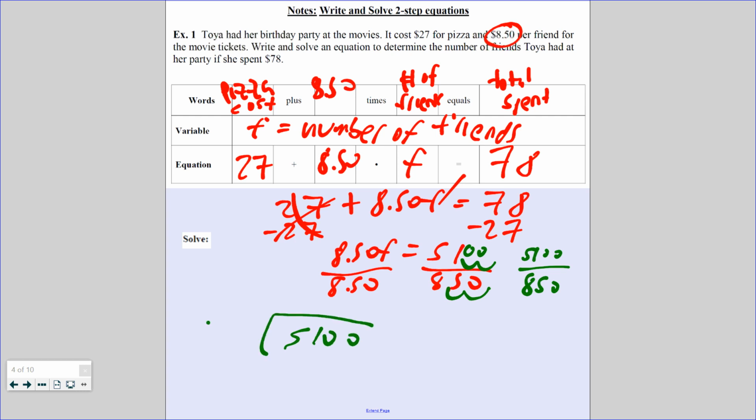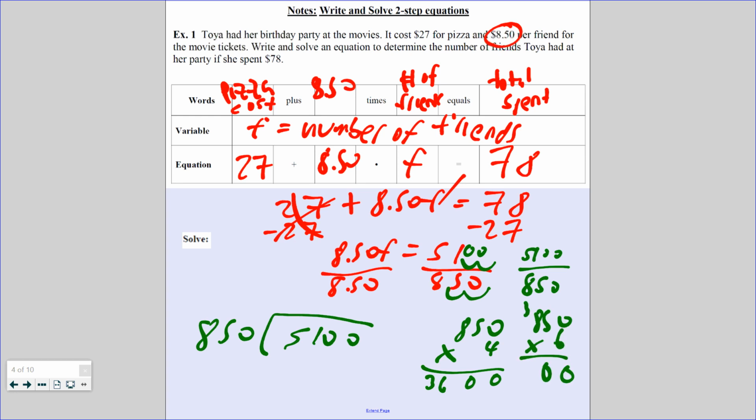So what's 5100 divided by 850? Can 850 go into 5? No. Can it go into 51? No. Can it go into 510? No. So how many 850s go into 5100? Let's say 4. I really don't know. 4 times 850 is 3400, so let's say 6. That's 30, carry the 3, 48. Oh, it is exactly 6 friends. So let F equal the number of friends. The answer is 6.